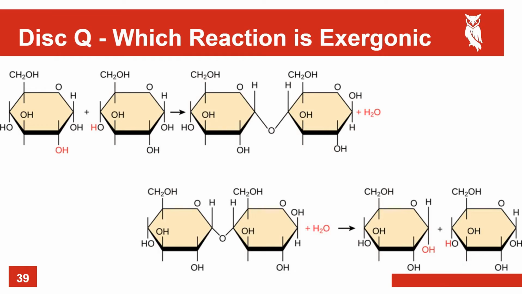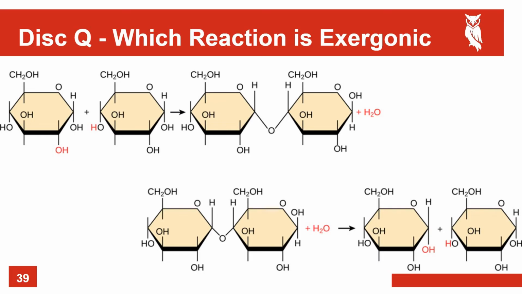All right, so we've got these two reactions. Which one is exergonic? We did anabolic and catabolic. The bottom one is releasing, breaking bonds. Yeah, this one down here is going to be exergonic because you're breaking that apart. Now, when we talk about exergonic, catabolic reactions are going to be exergonic.